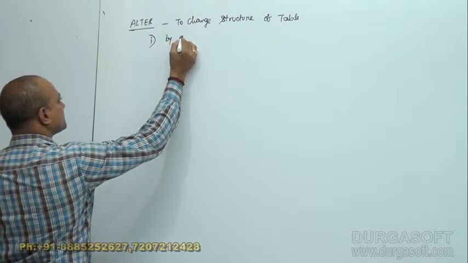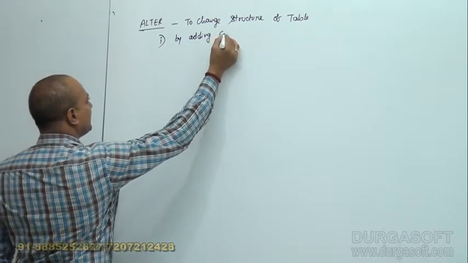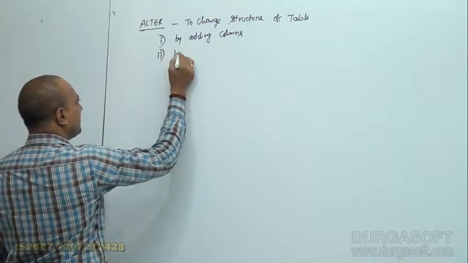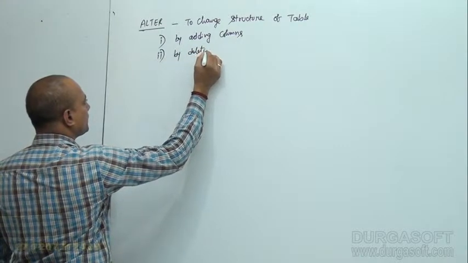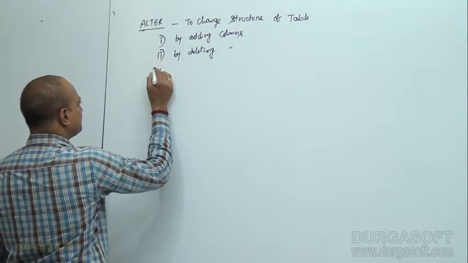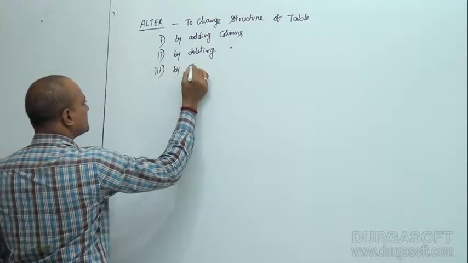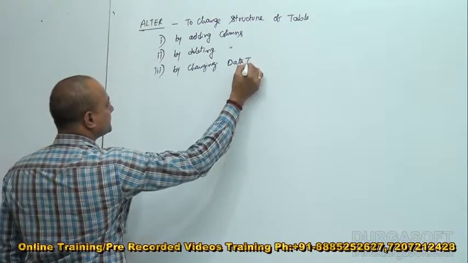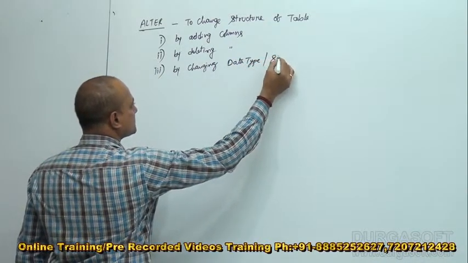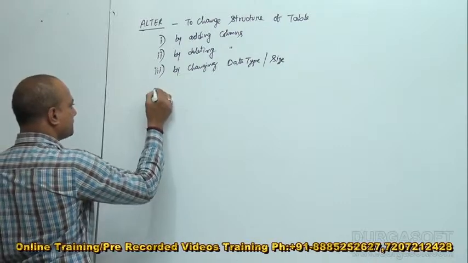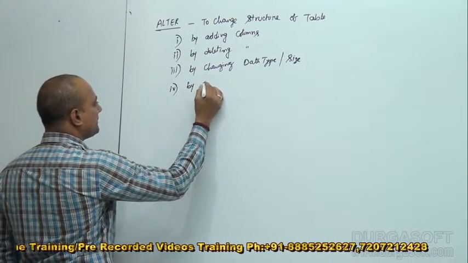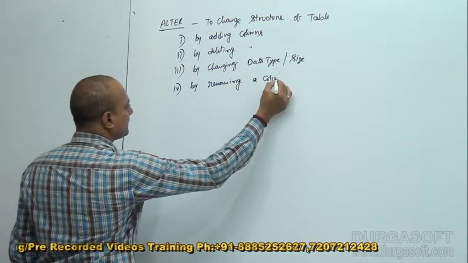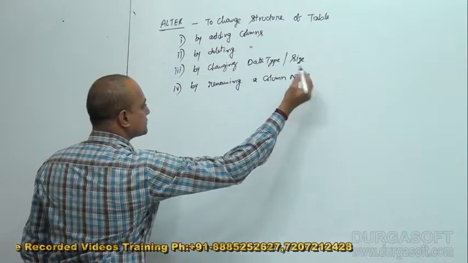By adding columns, the first point. Second point, by deleting or removing columns. And third, by changing data type and sizes, that is, changing the data type as well as the size of the column. And also the fourth point, by renaming a column name. By renaming a column name, you can change the structure of the table.